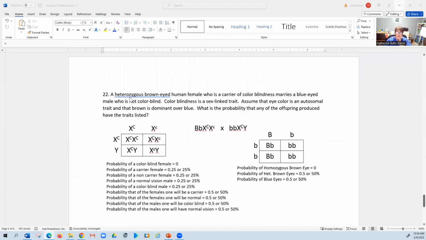Now this is tricky in a way. A heterozygous brown-eyed human female. Now my mother would be one of these.